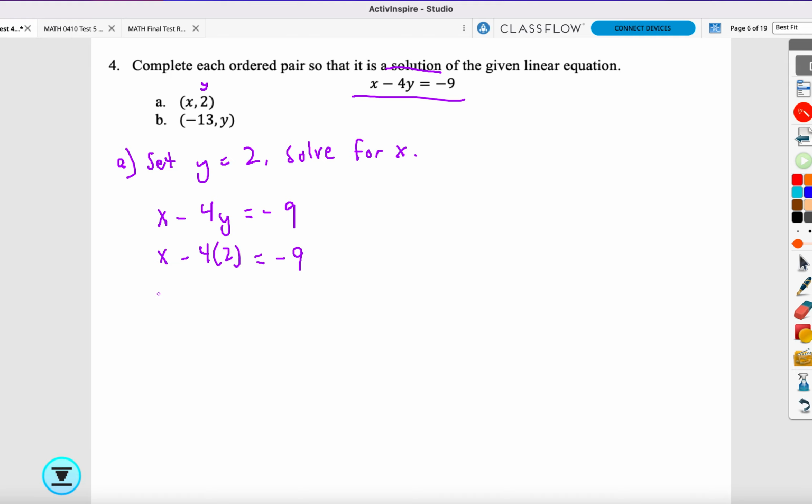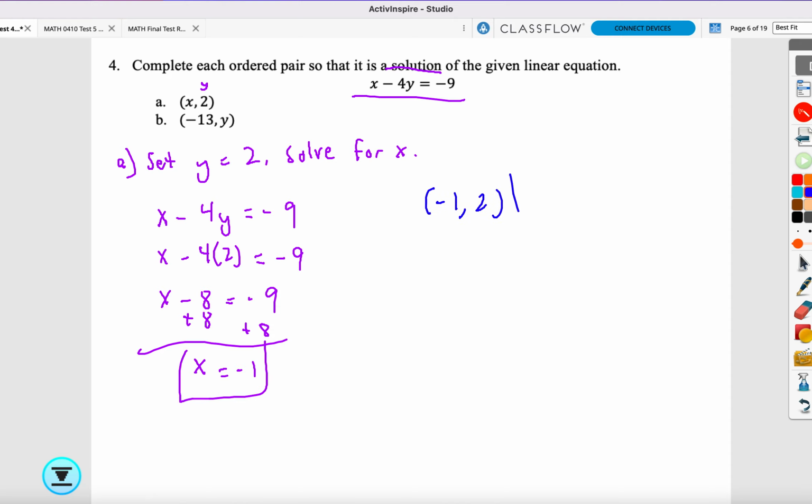Four times 2 is 8. So then we get x minus 8 equals negative 9. Add 8 on both sides. So I get x is equal to negative 1. So then the solution for A is negative 1 comma 2. So now we just plug in for x. It was x comma 2, but now we have the full solution. All right, let's do B.